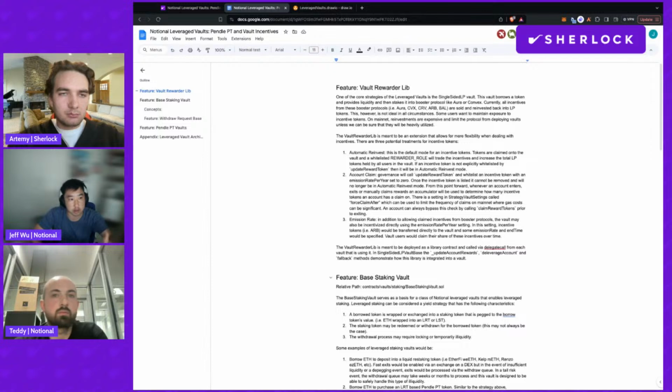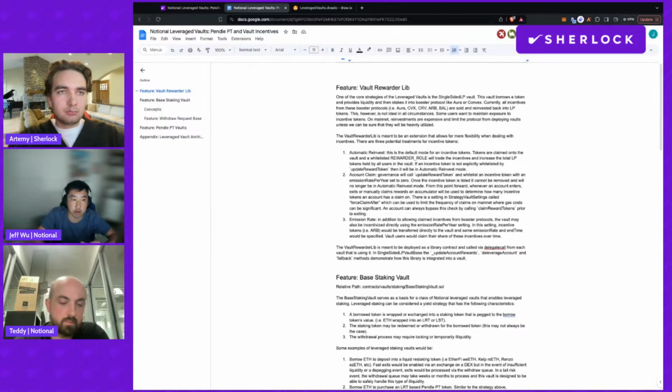Currently, all the vaults run in what we call automatic reinvest mode. Those Aura and BAL incentives are claimed periodically by a bot. The bot sells the Aura and BAL tokens and then re-enters the pool, giving all the account holders more LP tokens as a result. So for the users of these vaults, they see organic yield. They see their position always increasing in terms of the token that they borrowed.